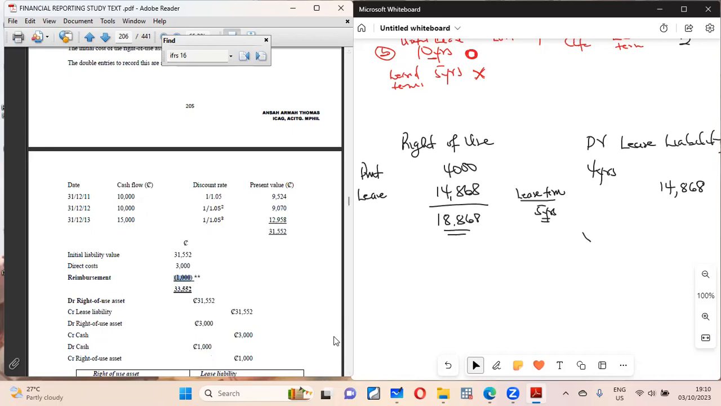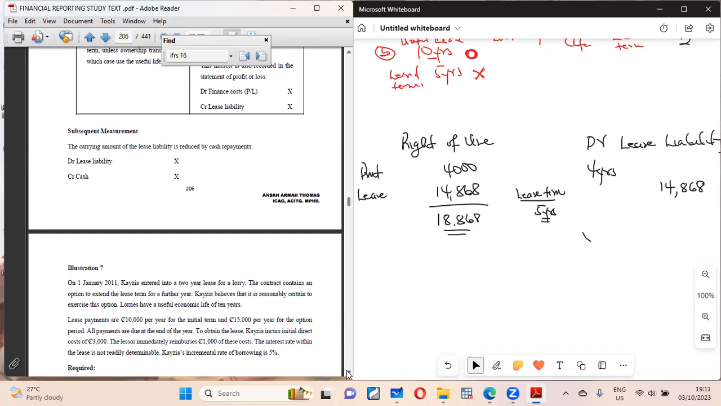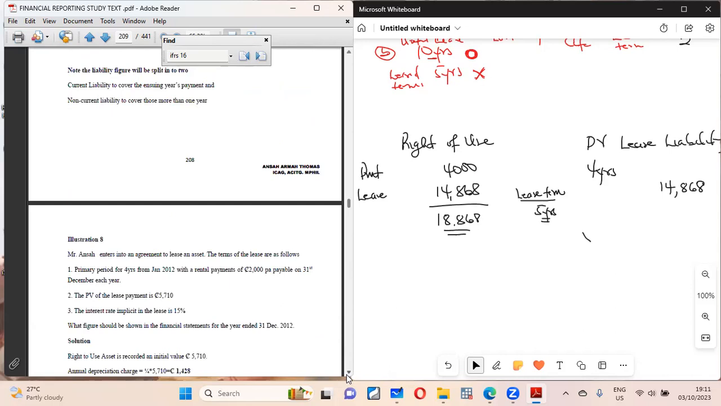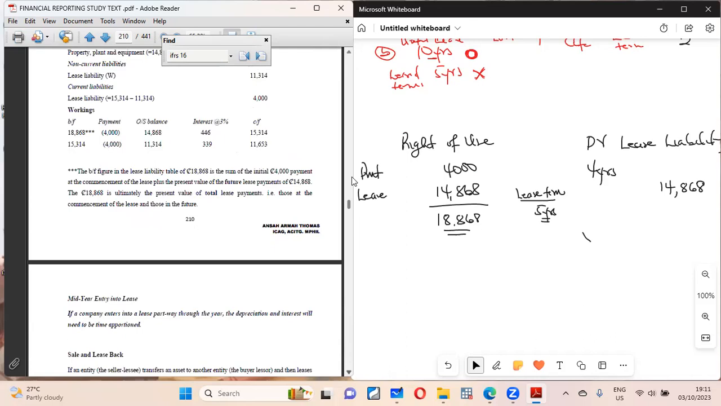So now in this particular example, you realize that this is your lease liability, and this is the right of use. Then you go ahead and do the subsequent measurement, whether it is arrears or in advance. So coming back to the question that we are dealing with, what we need to now do is the subsequent measurement.